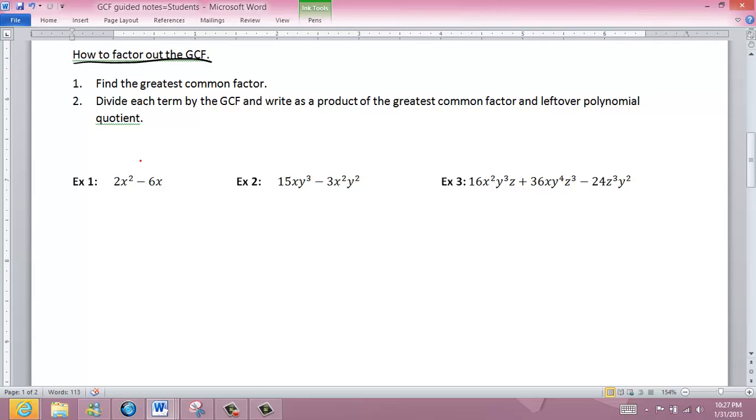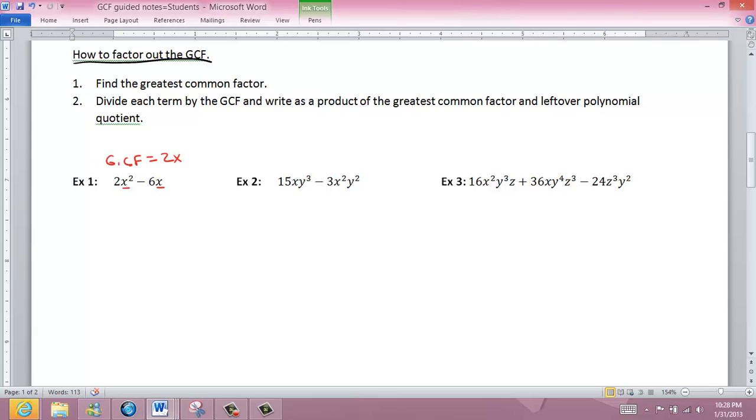Now, when I look at the coefficients of 2 and 6, I want to think, what is the largest number that can go into 2 and 6 evenly? Or what can they both be divided by to get an answer that's a whole number? Well, that number is 2. Now, if I look at my variable expressions here, x squared and x, what is the smallest exponent here? Well, that smallest exponent is 1, so our greatest common factor here is just going to be 2x.